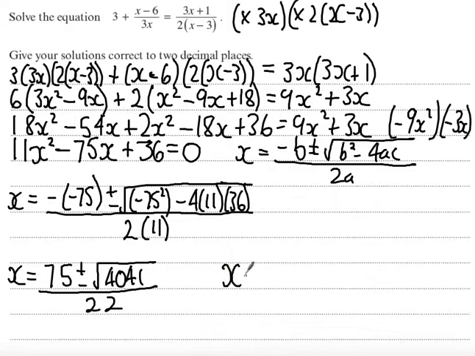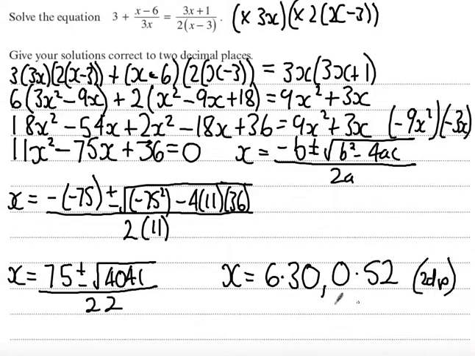And then finally, if we do 75 plus the square root, I get an answer of 6.30. And if I do 75 minus the square root of the discriminant, I get 0.52. And these answers are correct to 2 decimal places.